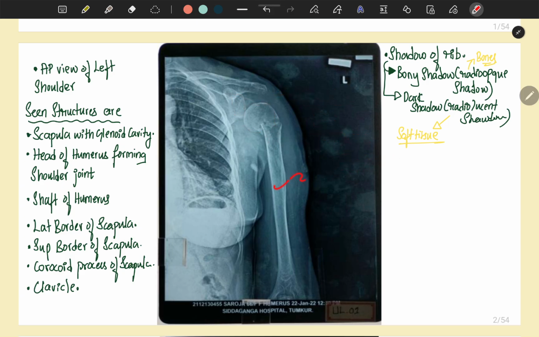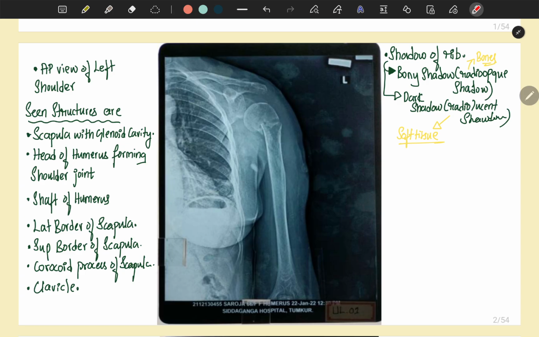And next you can see the shaft of the humerus, this part, actually only this. And next you can see the superior border of the scapula and lateral border of scapula. Okay, and you can see the clavicle here, and you can see the coracoid process, and you can see the shadows of the rib.